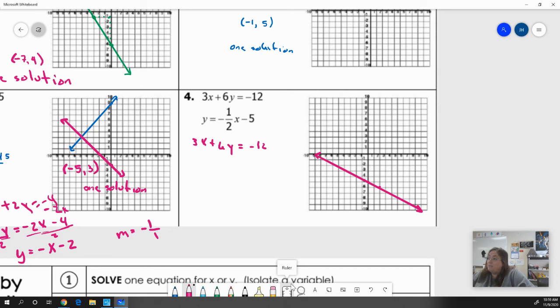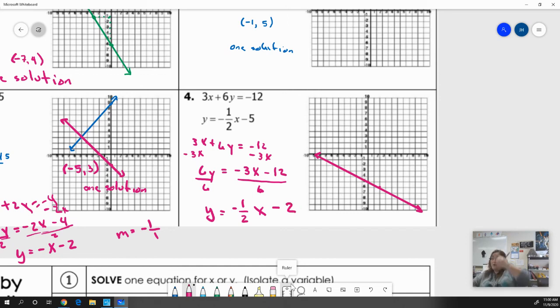So I'm going to go ahead and put it in there. Subtract 3x on both sides, so that I get 6y equals -3x minus 12. What happens when I divide by 6 on both sides? I get y equals -3 over 6 is -1/2 x. Minus 12 divided by 6 is -2.